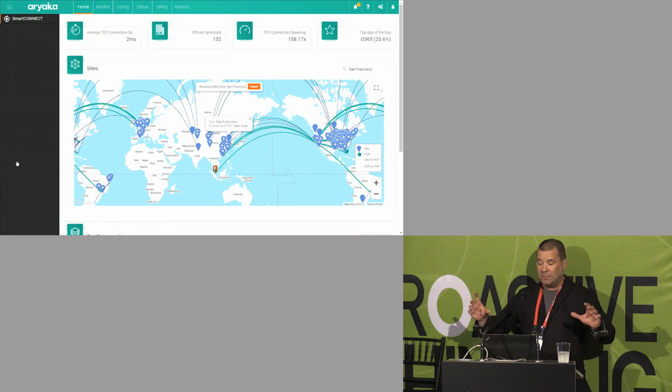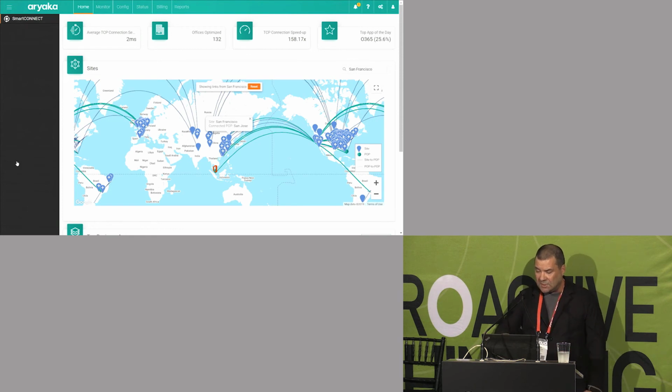Most customers will spend most of their time looking at this, basically seeing how is my network behaving. You see all your sites. If anything goes majorly wrong, you'll see something pop up in red as well. You see the connectivity, in this case between San Francisco and all of your other global sites. This is a real customer network with 150 global sites. It also tells you how our application optimization algorithms are kicking in and optimizing traffic in 132 offices.